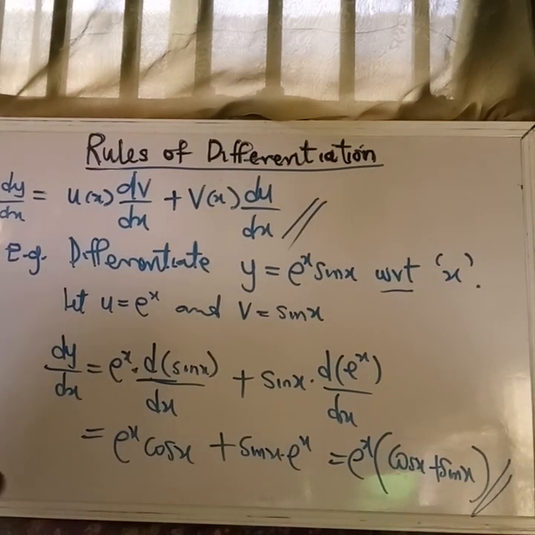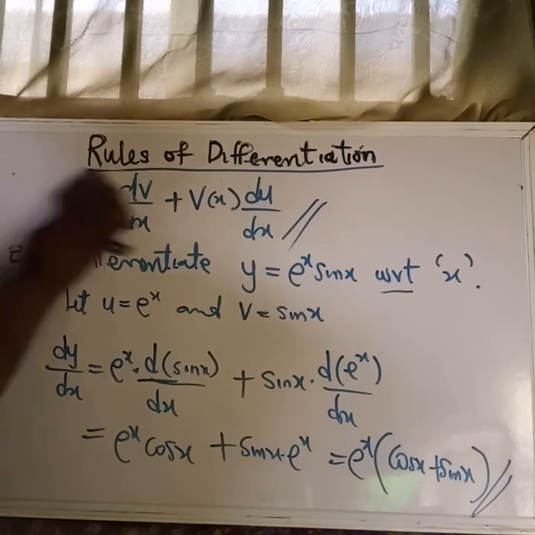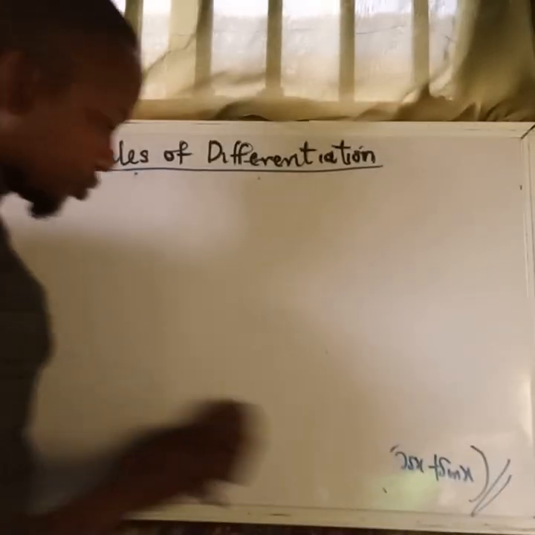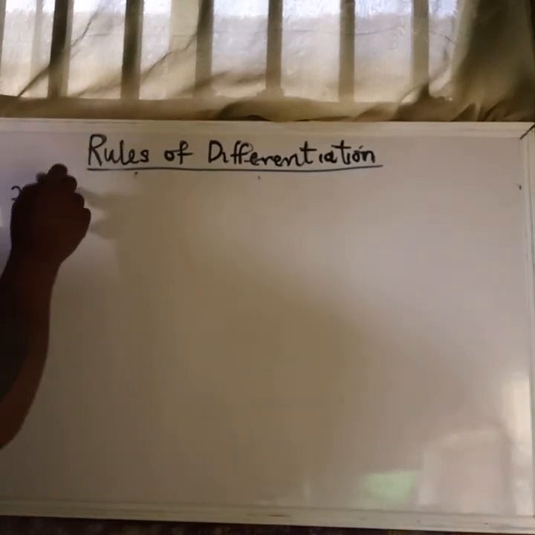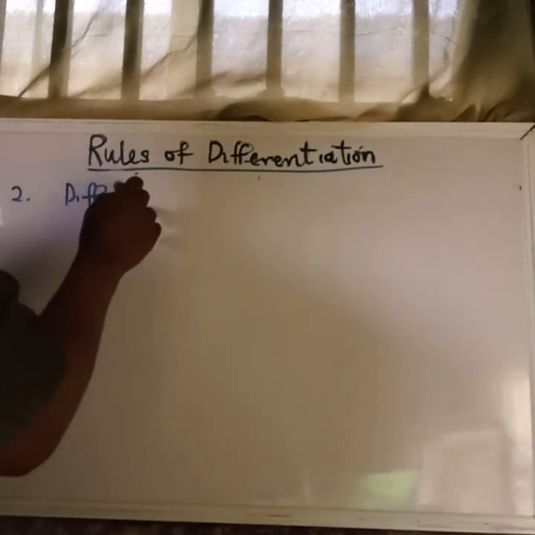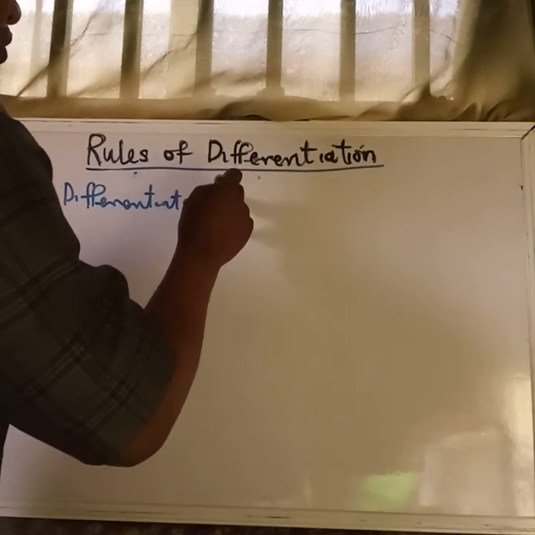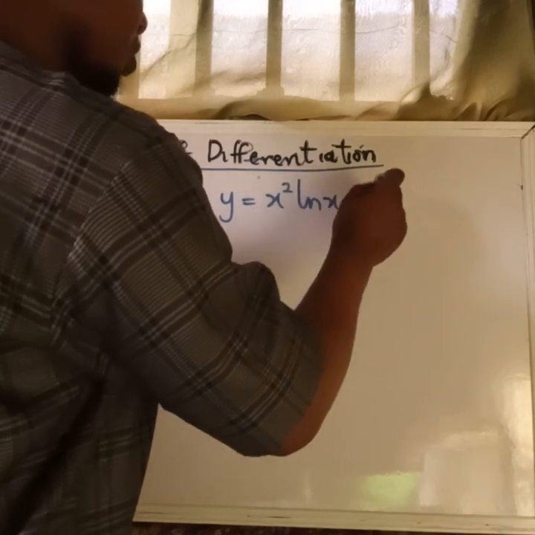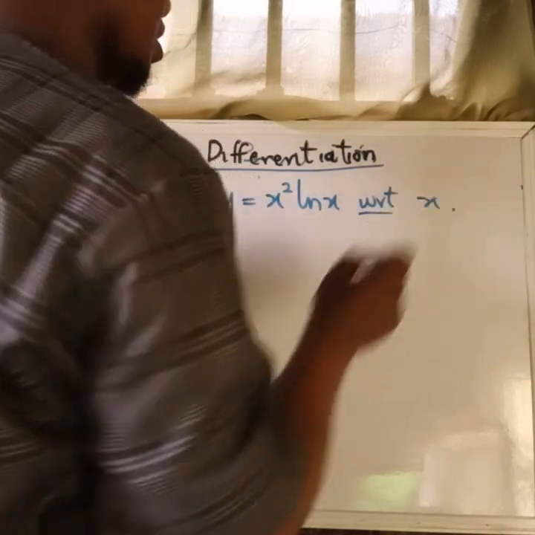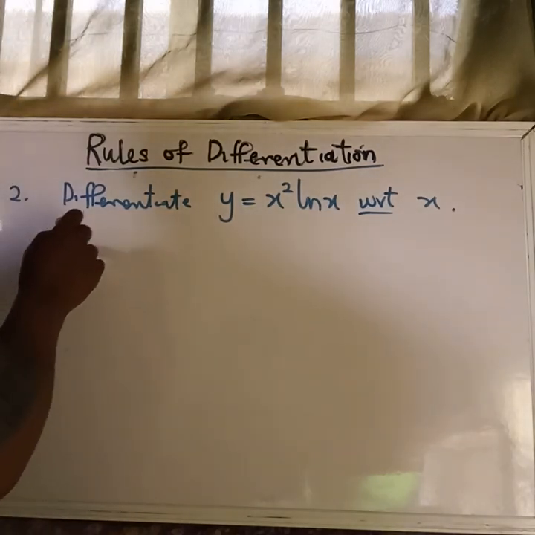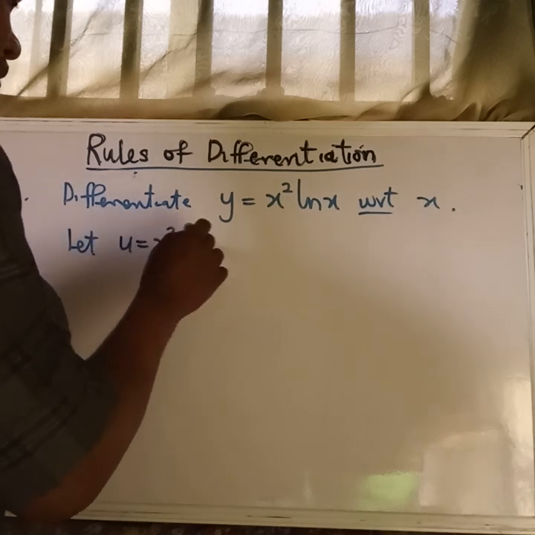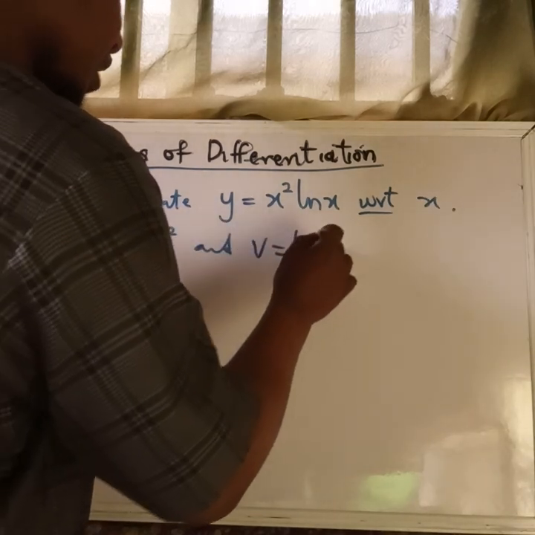So let us also consider another example. We'll call this example 2. Differentiate a function y equal to x squared ln x with respect to the argument x. Here also, the first function is u. Let's call u to be x squared, and v is the function ln x.